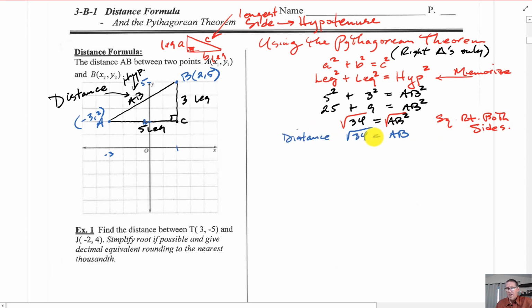Okay. Now 34, the factors of 34 are 2 and 17. So 34 is equal to 2 times 17, and these are both prime numbers. Okay, 2 and 17 are both prime numbers, so you can't simplify the square root of 34. Now, I started off with the Pythagorean theorem because out comes the distance formula.